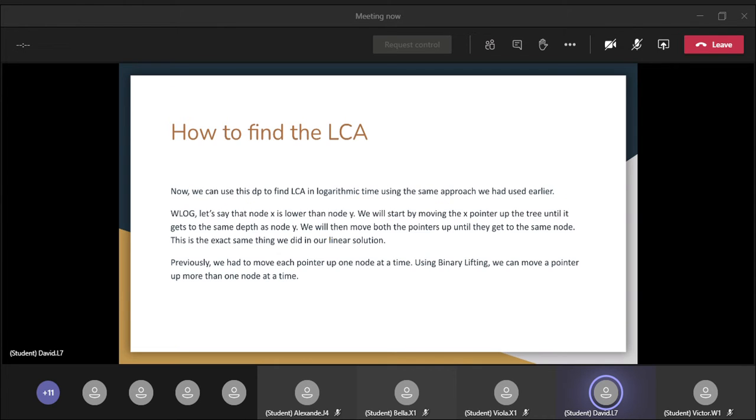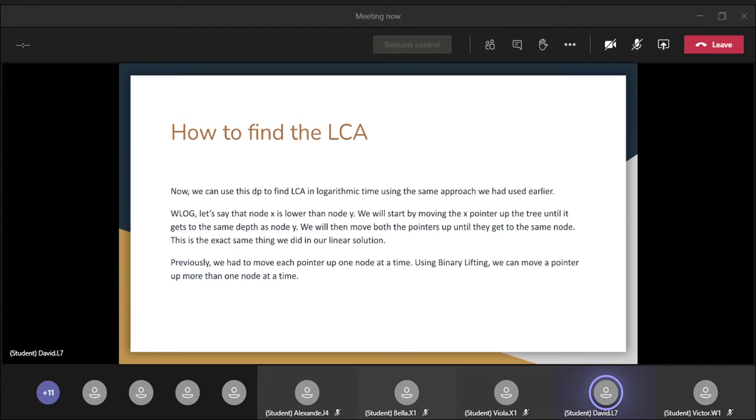So once we've done all of that, we're set up to actually do the LCA finding part of the algorithm. So we can use these DP states to find the LCA in logarithmic time. And we're basically going to use the exact same approach that we had used earlier. So without loss of generality, we can say that node X is lower than node Y. And then we'll just move the X pointer up the tree until it gets to the same depth as node Y. From there, we can move both the pointers up the tree until they get to the same node.